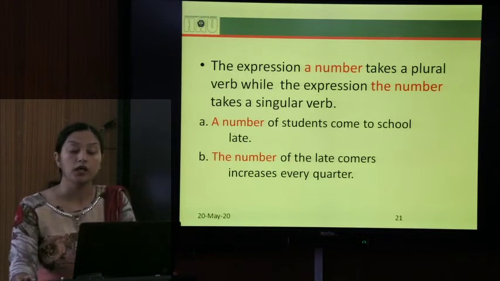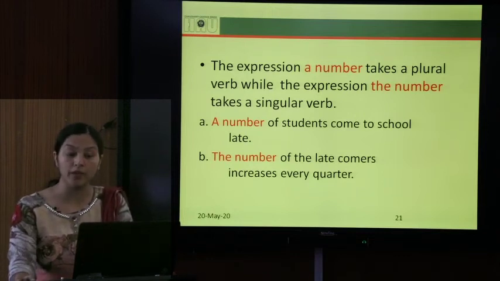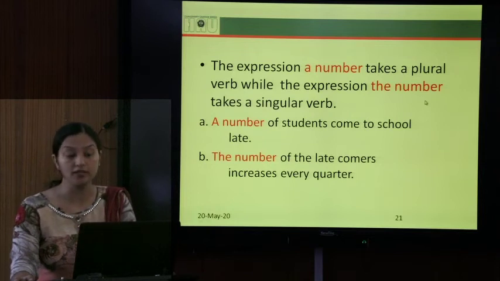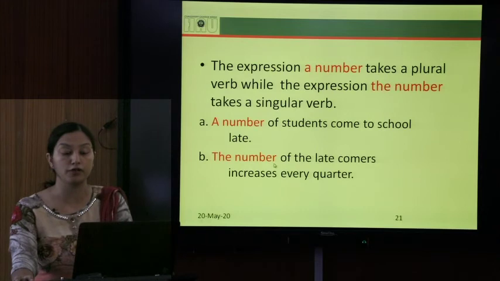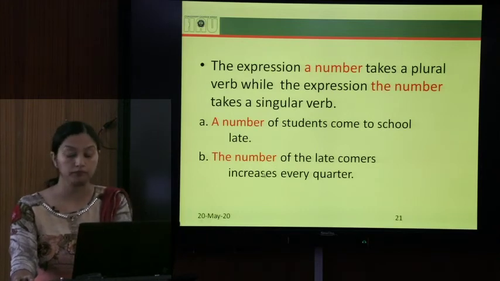These are the rules which you have to learn. Okay. So, "a number" will take a plural verb and "the number" will take a singular verb. Of course, in this sentence the subject is plural, and in this sentence it was also plural, but we are using the expression "a number," that is why we are using a plural verb, and here we are using "the number," that is why we are using a singular verb.